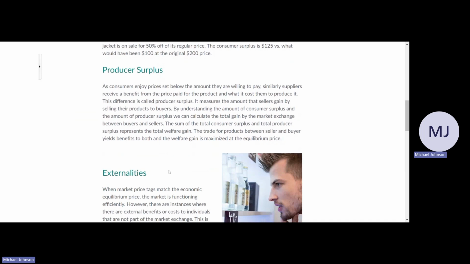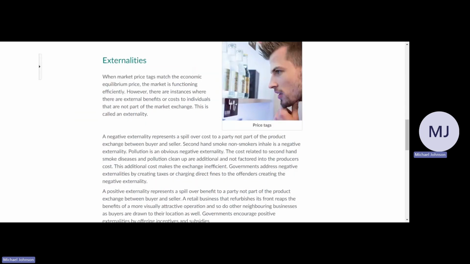Producer surplus is the amount of profit that a company makes. So it's the difference between what they charge and the cost that it takes to produce something. So it's the amount of profit. So it's the price minus cost. So let's say it costs them $1 to produce it, and then $10 is the price they sell it at. It's $10 minus $1 equals $9. That'd be the producer surplus.